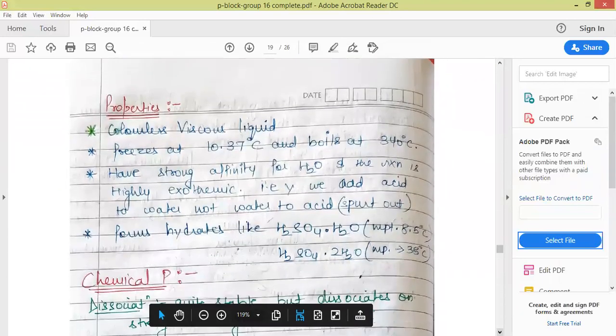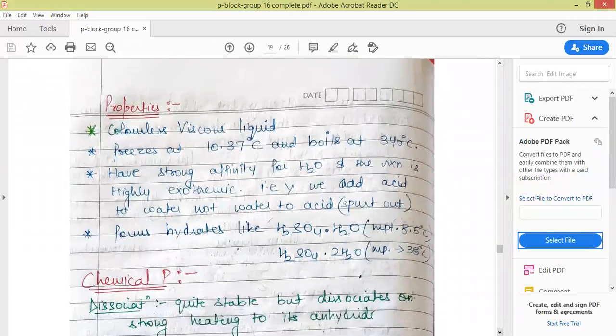Further are the properties of sulfuric acid. This is a colorless viscous liquid which freezes at 10.37 degrees Celsius and boils at 340 degrees Celsius. It has a very high boiling point of 340 degrees Celsius. It has strong affinity for water and the reaction is highly exothermic.